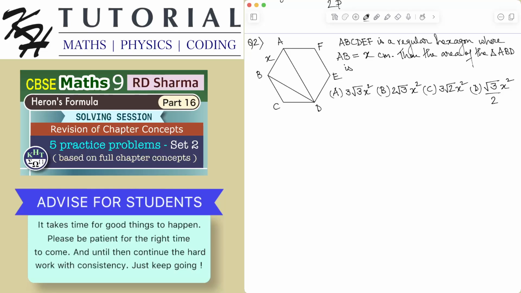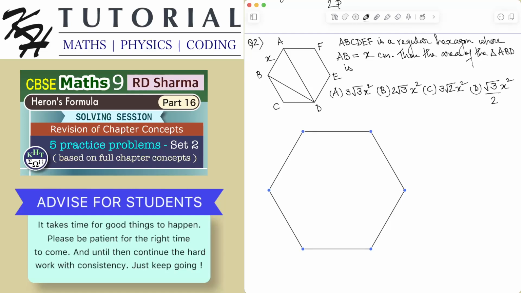Okay. Now, one thing you must know is some properties of a regular hexagon. There are a lot of good properties you must know for a regular hexagon. Once you know all those properties, then you can apply them and solve the problems based on a regular hexagon. So let's say 1, 2, 3, 4, 5, 6. This is a regular hexagon.